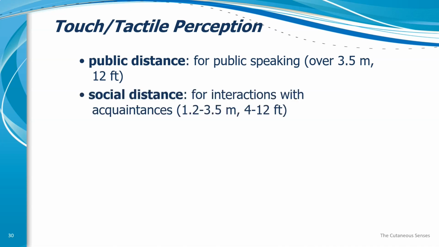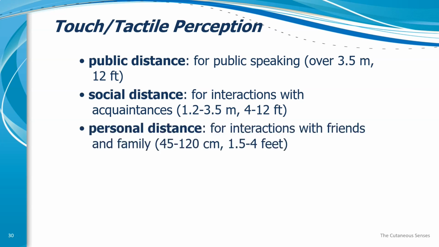Next, we have social distance. When you meet up with some acquaintances, you'll stay a certain distance away, so about 4 to 12 feet. Personal distance, this is for your good friends, this is for family members, so you'll let them get as close as about 1.5 feet to 4 feet away. If you're keeping more than 4 feet away, it seems kind of impersonal. Why are you standing so far away?